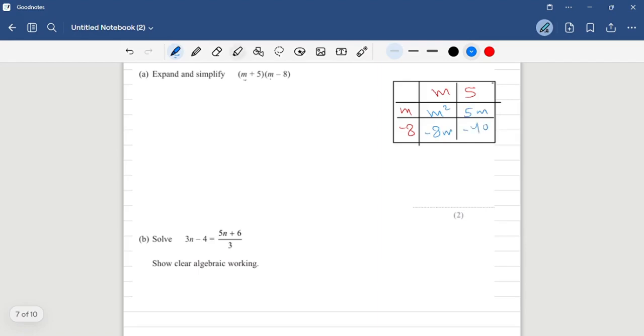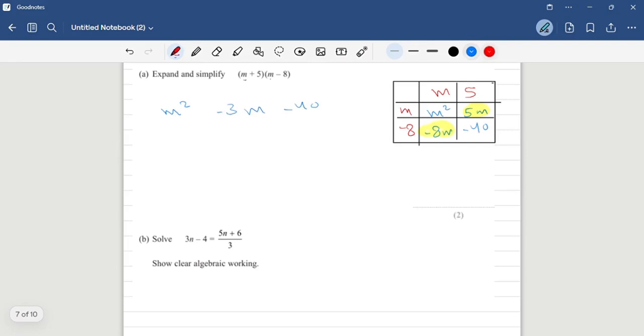For these situations, always or most of the times, we can note that these two parts are equal, so I can combine them together. Of course, these two parts will remain the same. It will be m power of 2, and here negative 40, but for this part, negative 8 plus 5 equals negative 3m. So this is the final answer.